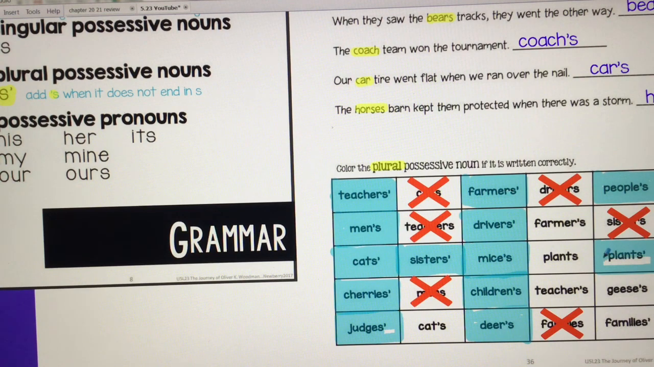Geese, think about one is goose, more than one is geese. So the root word is geese, but it doesn't end in an S. So I have to add an apostrophe S. Okay, families, they change the Y to I-E-S, and it ends with an S, so I'm going to put the apostrophe after it.